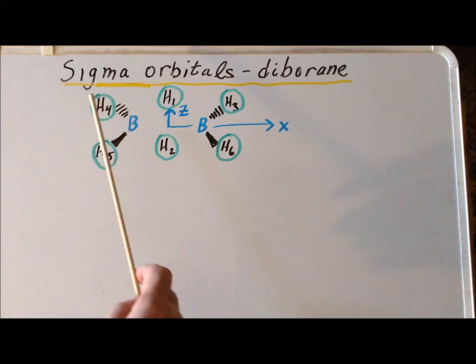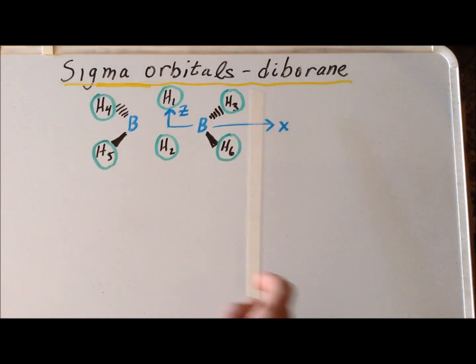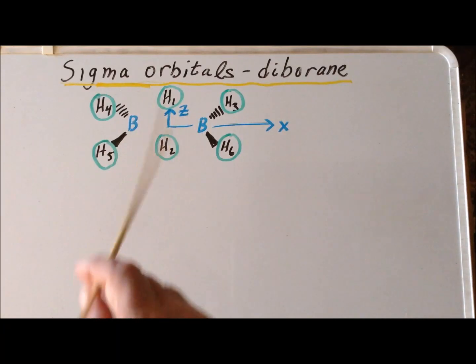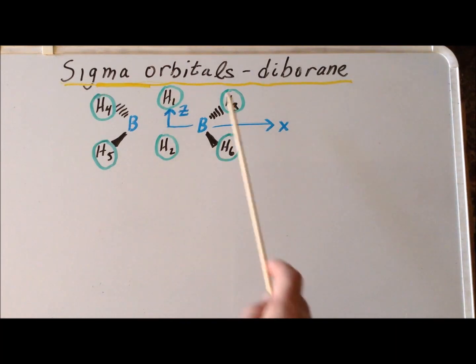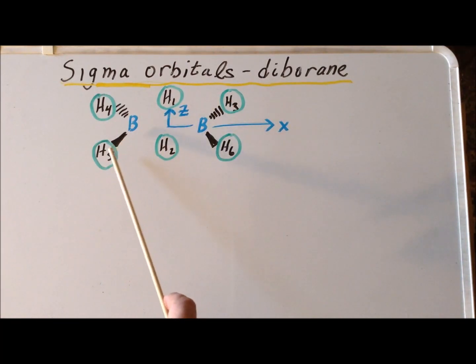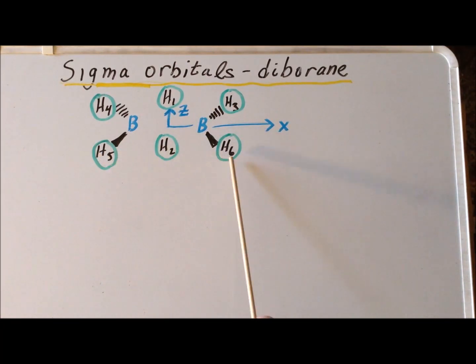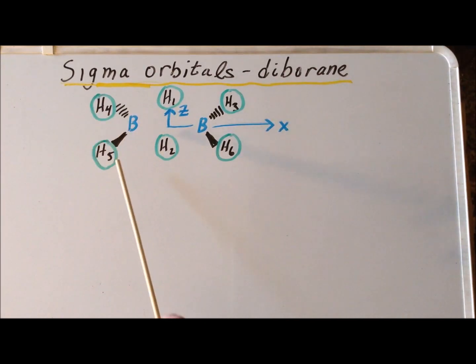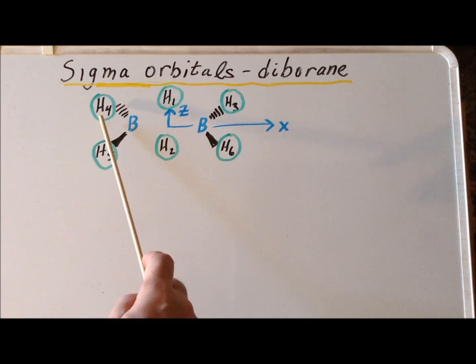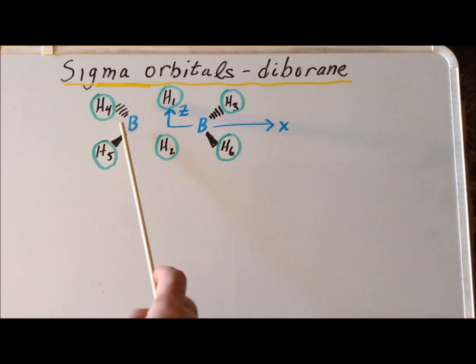Then we have four hydrogen atoms which are all in the xy plane, so our y-axis is along the stick here, perpendicular to the whiteboard. In a three-dimensional view, hydrogens 5 and 6 have this wedge to show that they're coming out of the board towards us, and the dashes show that hydrogens 3 and 4 are behind the whiteboard.